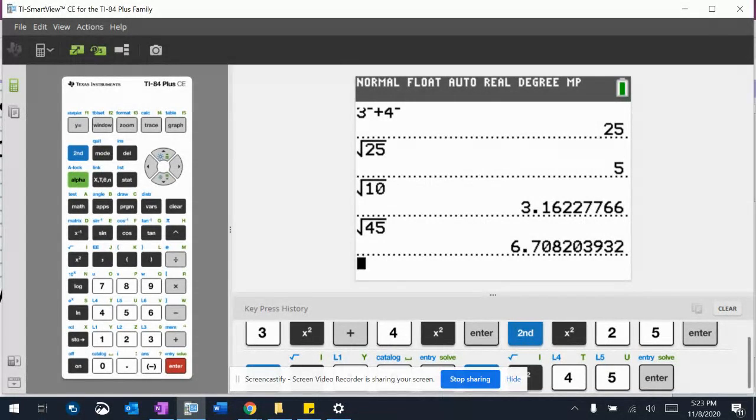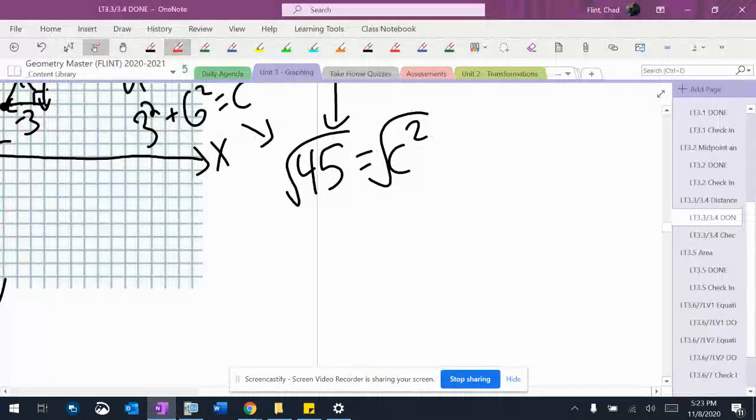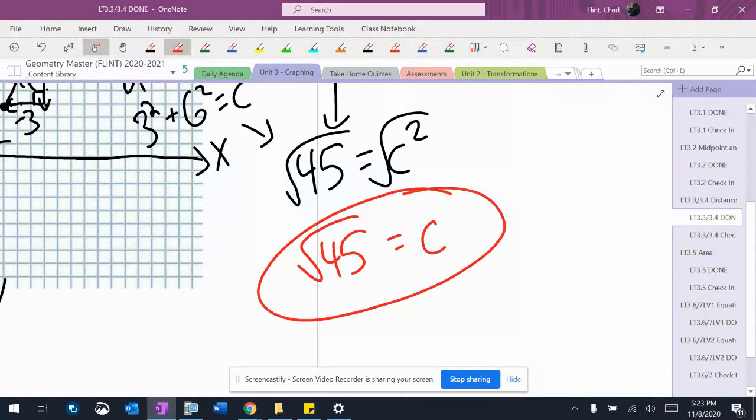So it comes out to be that giant decimal. I don't want to deal with that. It doesn't say what to round to. So in this case, I'd be perfectly fine doing that. Okay, now you want to put down the decimal. This is what I suggest that you do. 6.708... equals C.